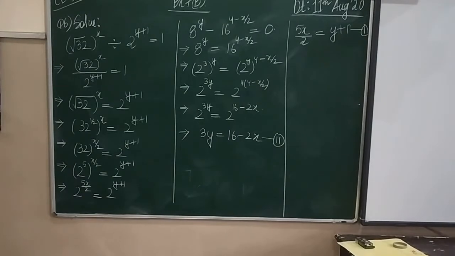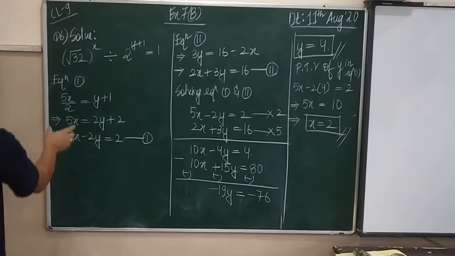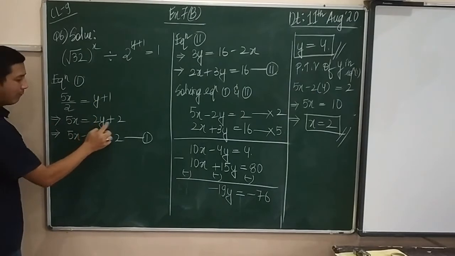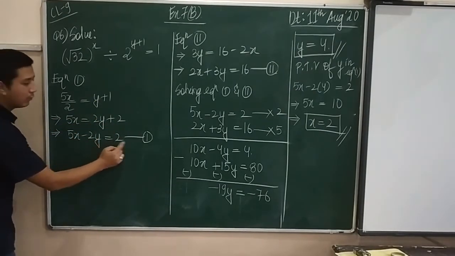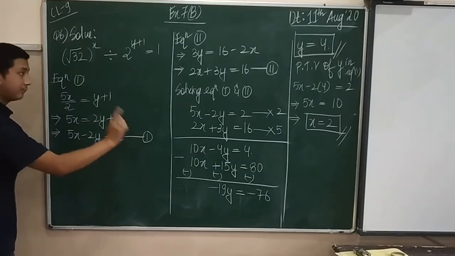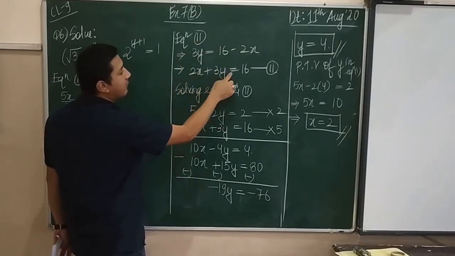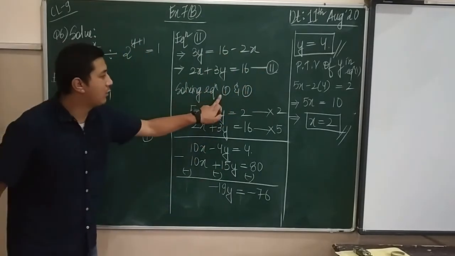So pause the video and note it down. Alright, I told you to solve equation number 1 and 2. So this was equation number 1. Please cross multiply: 2y plus 2. Bring this 2y this side: 5x minus 2y equals 2. Keep it as equation number 1. From equation 2, bring this to the right hand side, so 2x plus 3y equals 16, equation number 2. Now what we do is solve equation 1 and 2.